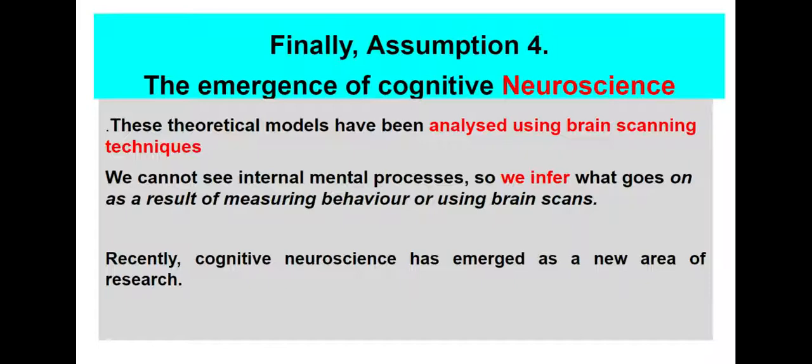And it's basically trying to understand your cognitive processes by using brain scans. Because you can't actually see directly how a person thinks just by looking at them, you put them in a brain scanner and you can actually see what is going on in their brain, which is then going to help you understand what is going on internally. Okay, so this has actually emerged as a new area of research.